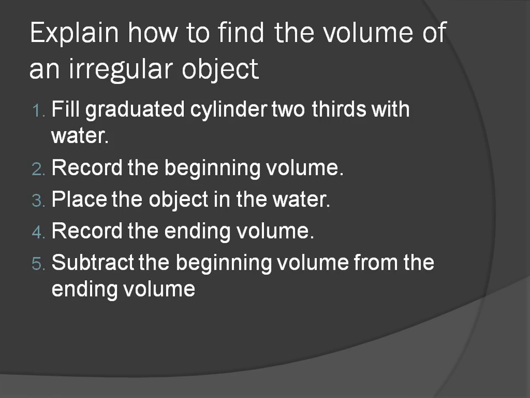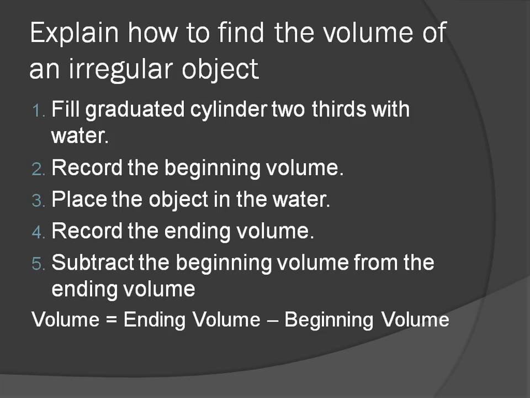Finally, you have to subtract the beginning volume from the ending volume, which would be volume is equal to ending volume minus the beginning volume. After you go through and solve that, you find out what your volume is. Since it's a solid, you need to remember to change it from milliliters to centimeters cubed, so that you have the correct units for it. Because remember, milliliters is to measure liquids, whereas centimeters cubed is to measure solids.